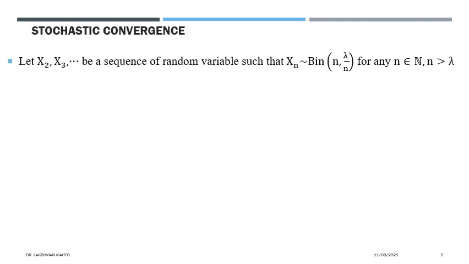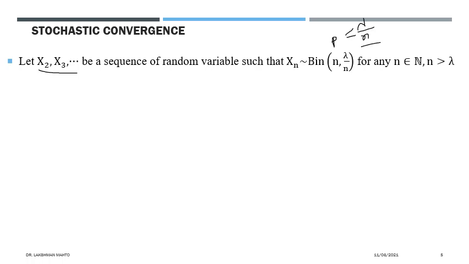Further, take a sequence of random variables in such a way that each member of the sequence comes from a binomial distribution with parameters n and probability of success lambda by n. Why? I will try to relate it to the exponential random variable, that's why I am taking this. So here the probability of success is equal to lambda by n.